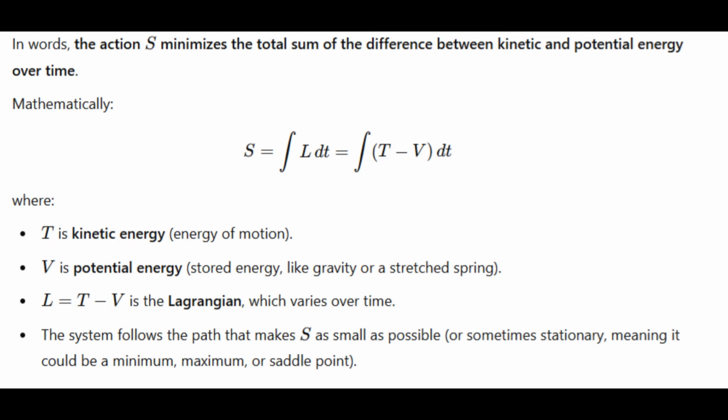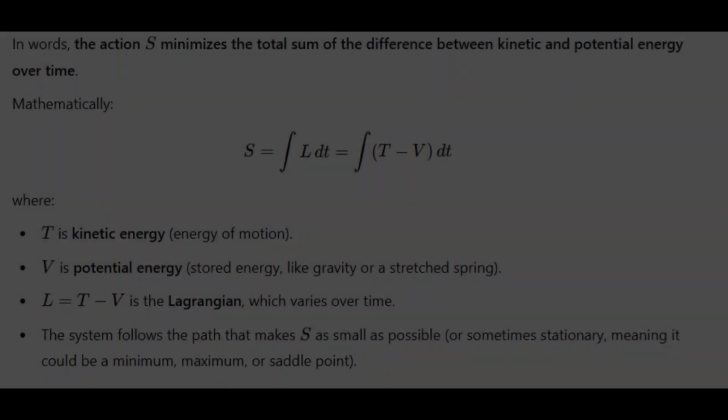In words, the action S minimizes the total sum of the difference between kinetic and potential energy over time. Mathematically, S equals the integral of L dt equals the integral of (T minus V) dt, where T is kinetic energy, energy of motion. V is potential energy, stored energy, like gravity or a stretched spring. L equals T minus V is the Lagrangian, which varies over time. The system follows the path that makes S as small as possible, or sometimes stationary, meaning it could be a minimum, maximum, or saddle point.